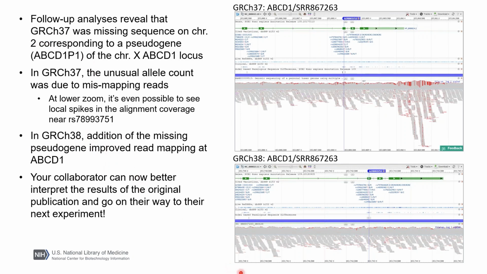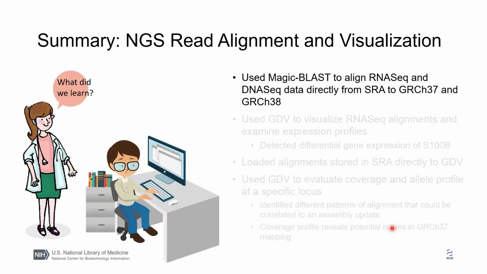Those reads, now when I ran my Magic-BLAST alignment, were able to find their proper home on chromosome 2. And so again, if I look at the zoomed out view, I see a much more even distribution of reads across the region, and I no longer see the mismatching. So I can share this information with my collaborator, I can show them this graphical display, and they can now better interpret the results of the original publication, and they can go on their way to their next experiment. So with that, we've come to the end of our case file and our analyses.